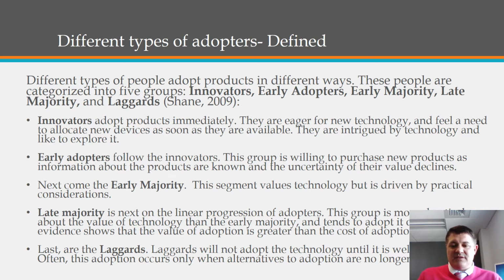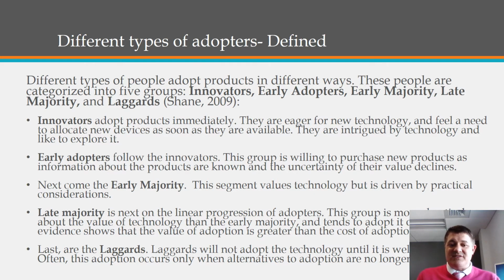Late majority is the next in this progression of adopters. This group definitely values technology. They're after the early majority, and there's a greater emphasis on cost associated with the technology. And then last are the laggards. Laggards will not adopt the technology until it's well developed and well established. Often this adoption occurs only when alternatives to the adoption are no longer available. So I'll use the cell phone example again. My father does not have a cell phone. He uses a landline. He's definitely a laggard when it comes to smartphone or even cell phone technology.